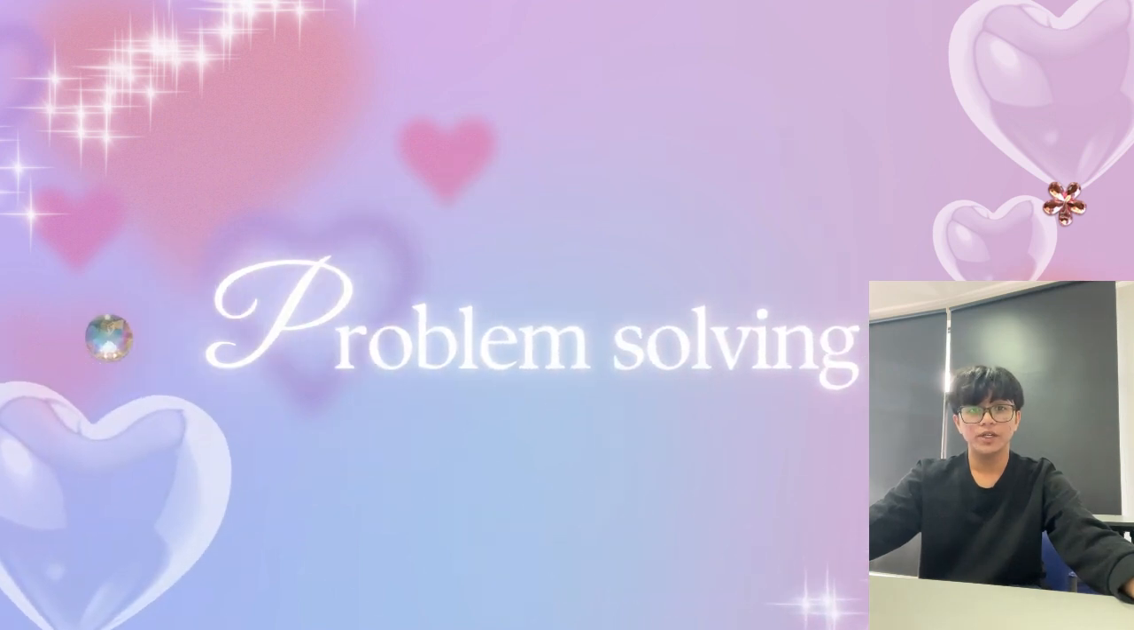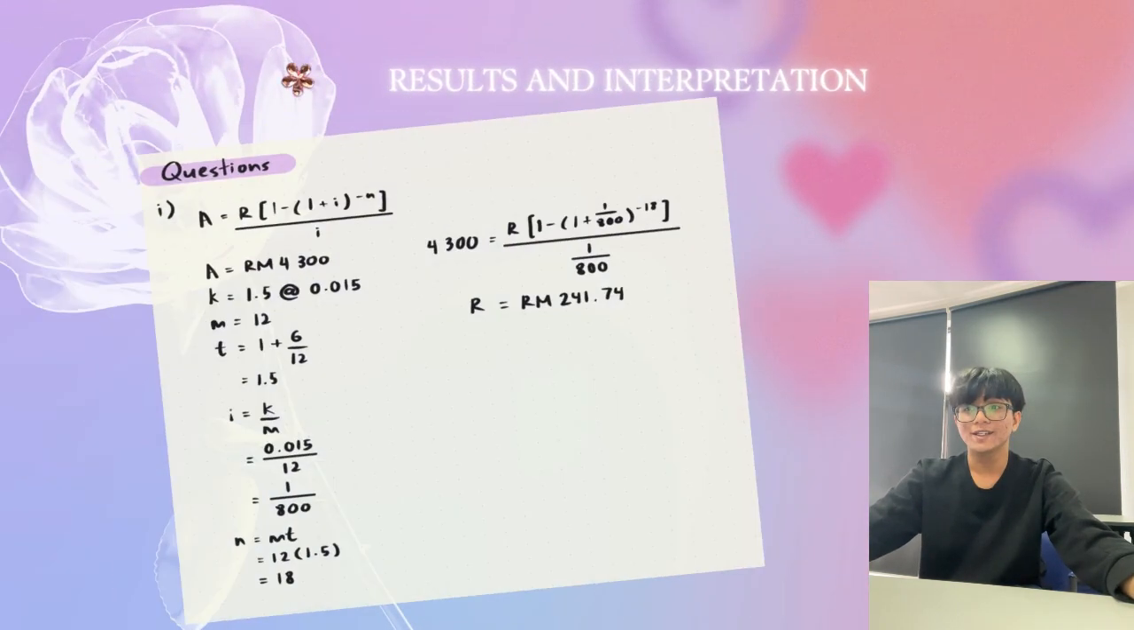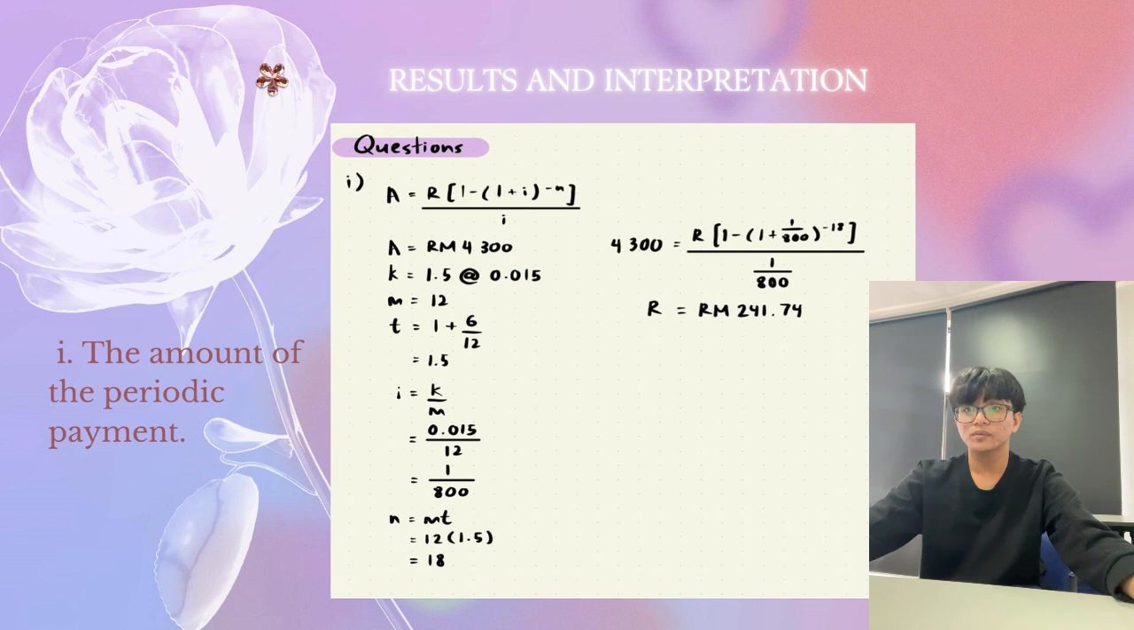My part is chapter 3, where we have calculated all the questions given in this assignment. This assignment gives us 6 questions that we have calculated using the annuity formula. Question 1 is the amount of the periodic payment. We have 2 formulas and we use the first one. Question 1: we have to use A equals R open bracket 1 minus open bracket 1 plus I close bracket to the negative n close bracket, per I.